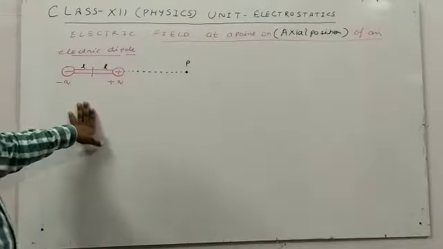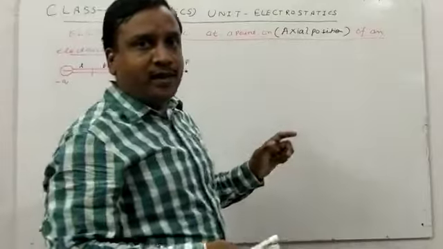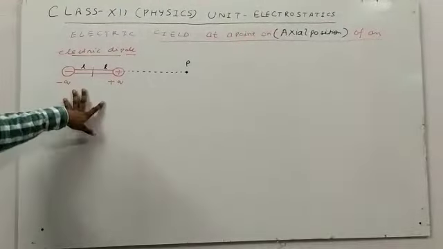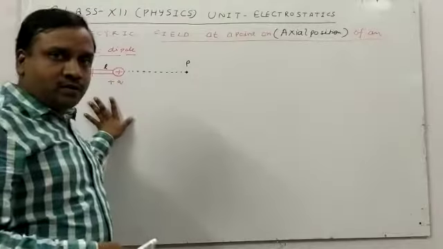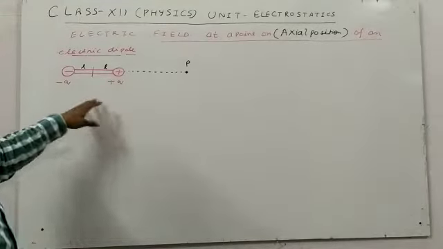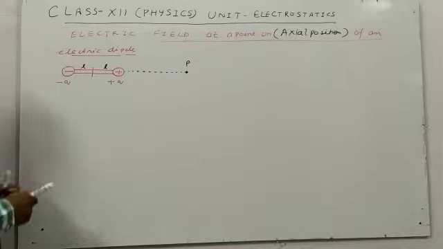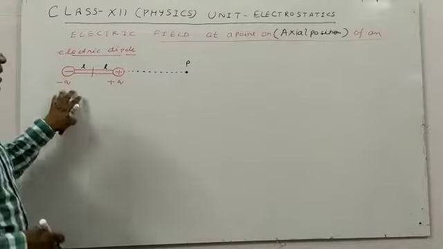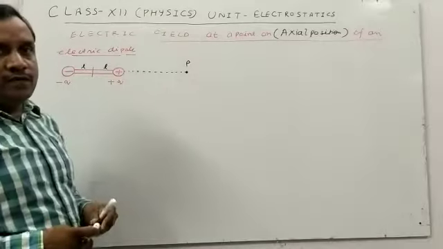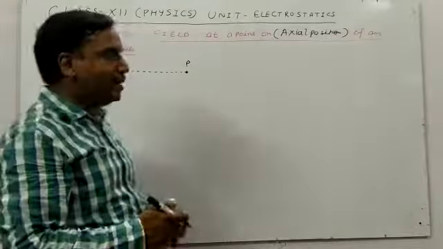Last time I told you what the axial position is. Again, I am telling you: the axial position is any point along the length of the electric dipole. First, you will set the dipole in this way: negative charge, then positive charge, and the distance between them is 2L, which is divided into two equal halves, L and L.